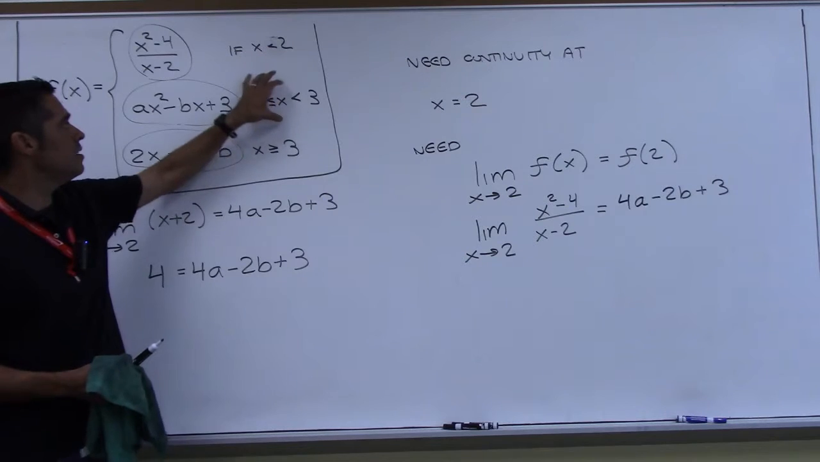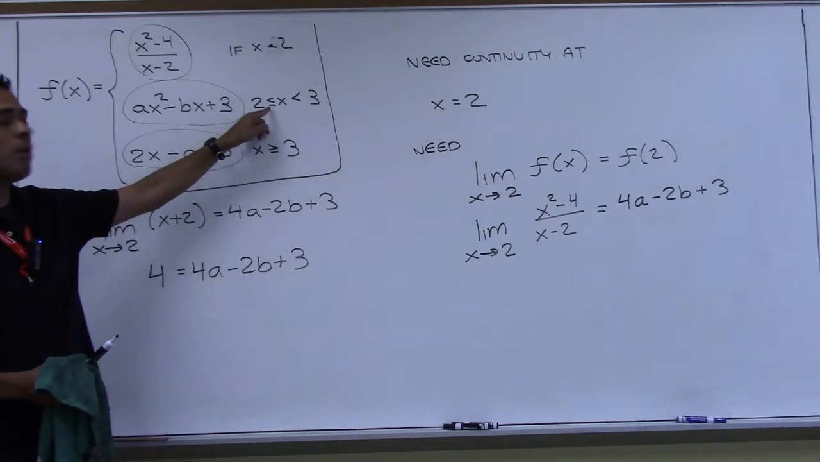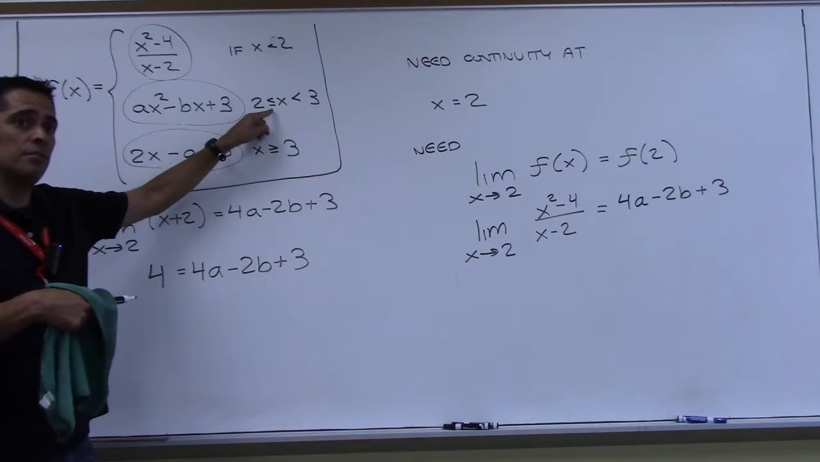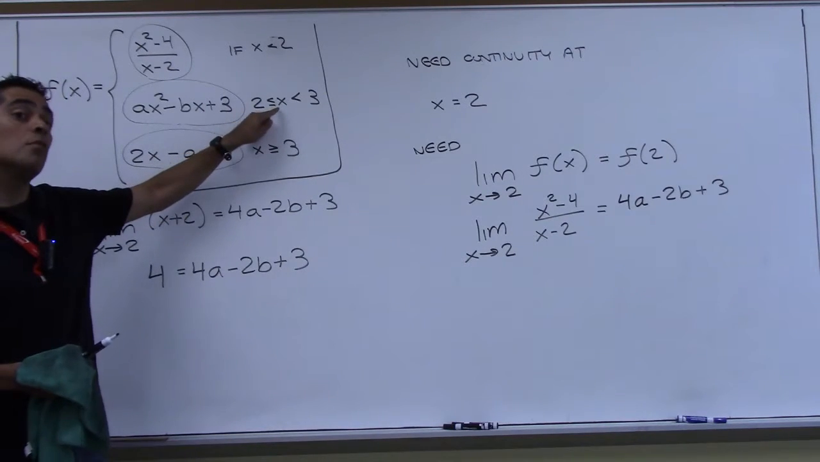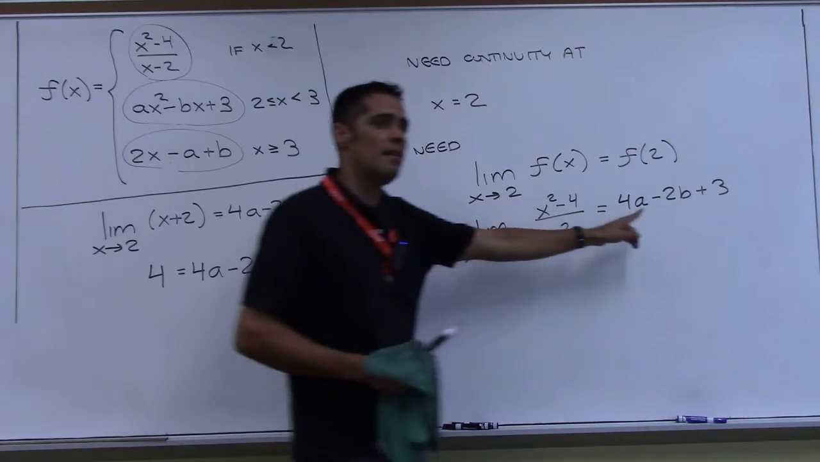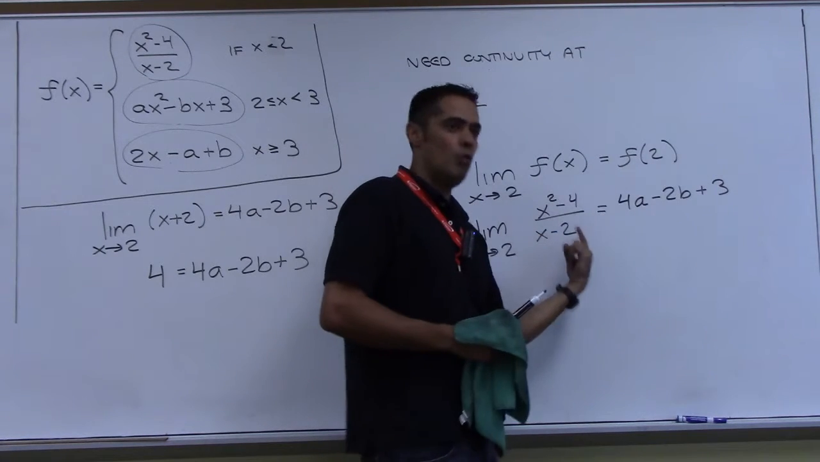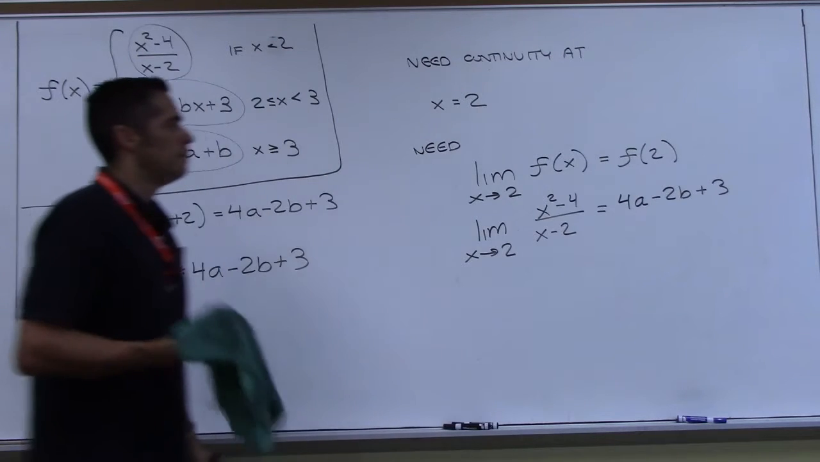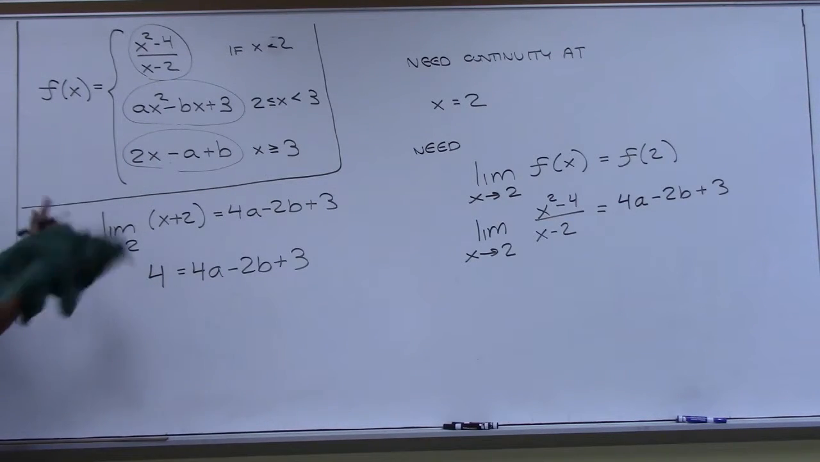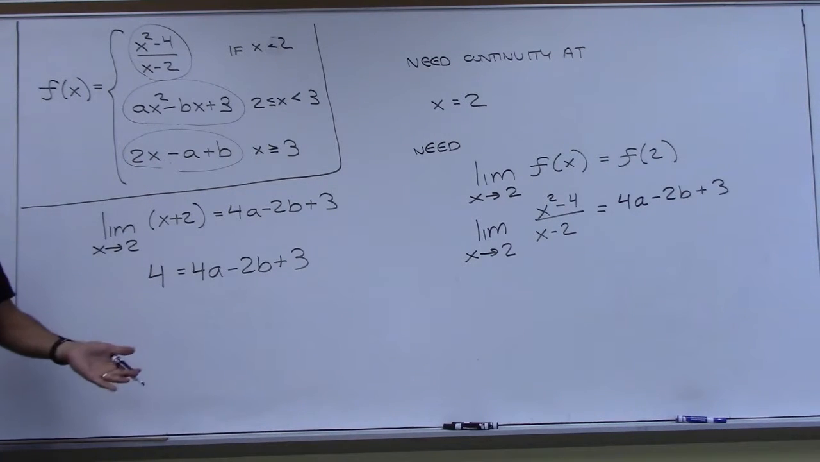The reason why I didn't use this one is because that's where it was defined at 2. So if you want just kind of a rule of thumb, whichever one you use to plug in to get the right side, use the other one for the limit side. But I want you to see you could have done the limit for either one, but one of them makes sense, the other one doesn't help you.